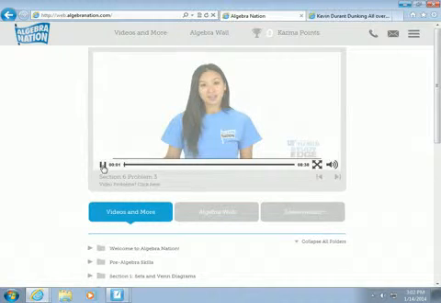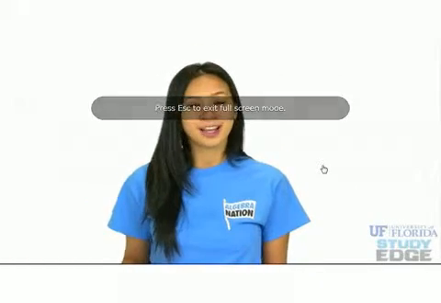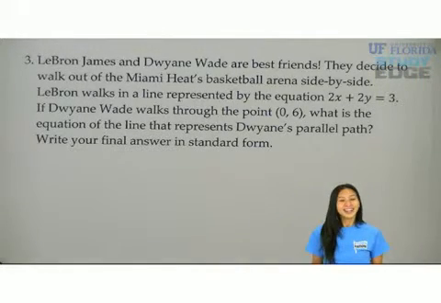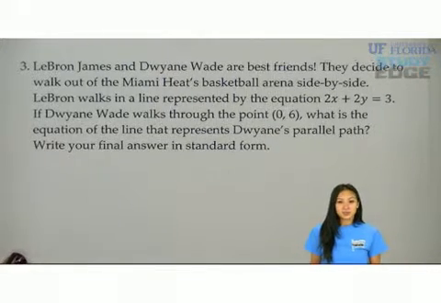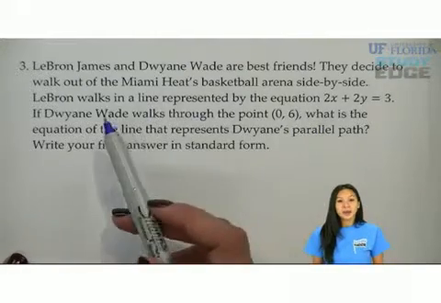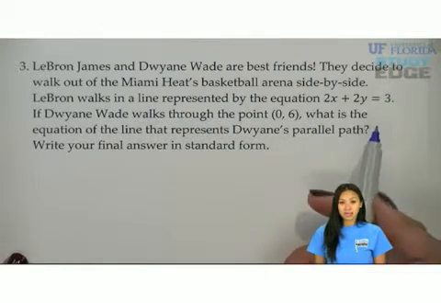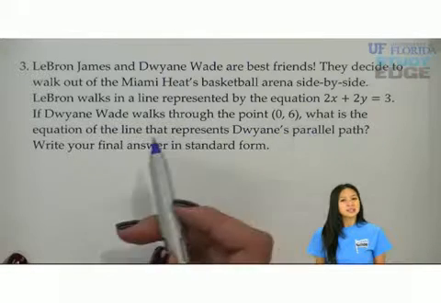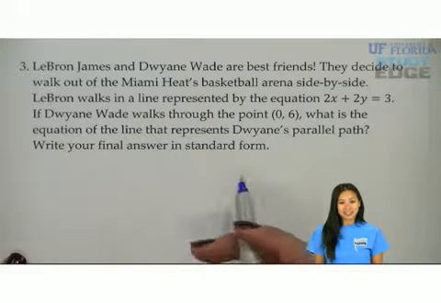Here goes. In this problem, we're going to look at LeBron James and Dwayne Wade. LeBron James and Dwayne Wade are best friends. They decide to walk out of the Miami Heat's basketball arena side by side. LeBron walks in a line represented by the equation 2x plus 2y is equal to 3. If Dwayne Wade walks through the point (0, 6), what is the equation of the line that represents Dwayne's parallel path? Write your answer in standard form.